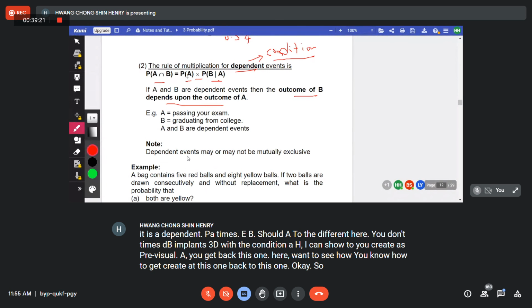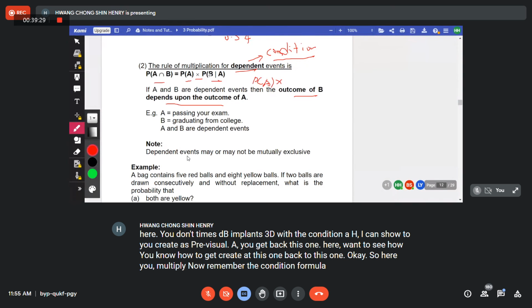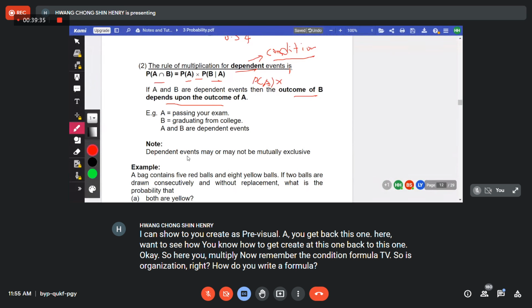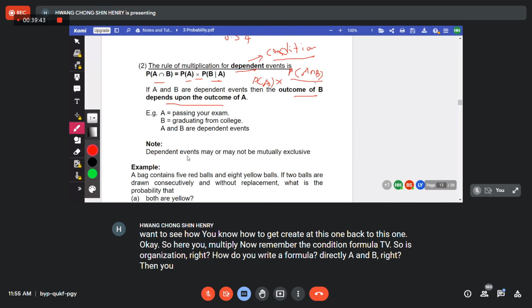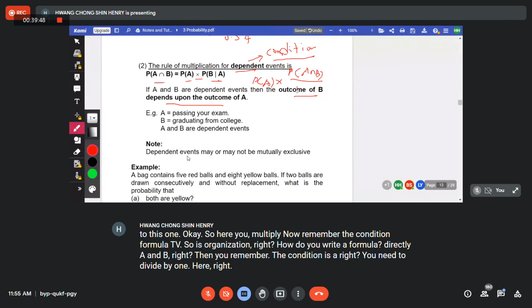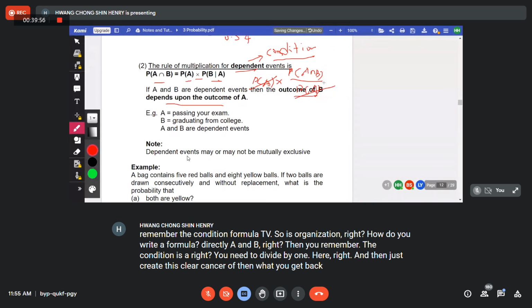You know how to get PA times this one back to this one? Okay, I show you here. PA, you multiply. Now, remember the condition formula? PB stroke A is a condition, right? How do you write the formula? You write PA and B, right? Then you divide by what? Remember the condition is A, right? You need to divide by what? PA, right? So you divide by PA, and then this PA and this PA cancel off. Then what do you get back? PA and B. Understand?